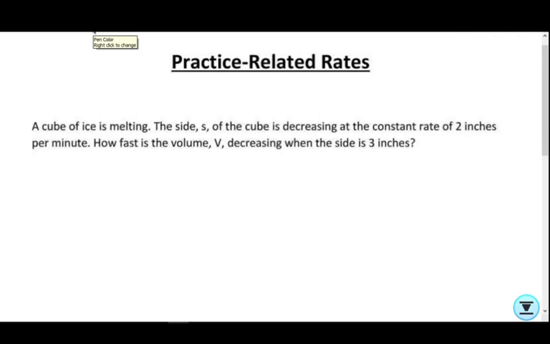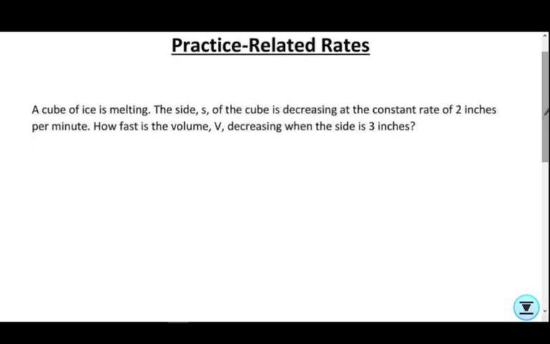So a cube of ice is melting. The side S of the cube is decreasing at a constant rate of 2 inches per minute. How fast is the volume V decreasing when the side is 3 inches? Okay, so the first thing you need to do is figure out what they've given you, what type of information. So it's telling me that the side of the cube is decreasing at a rate.